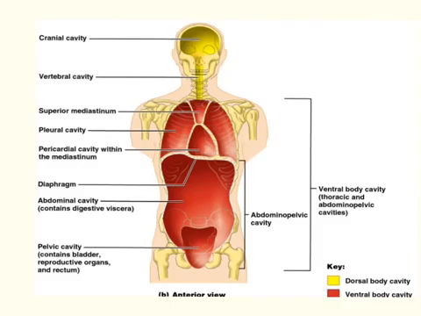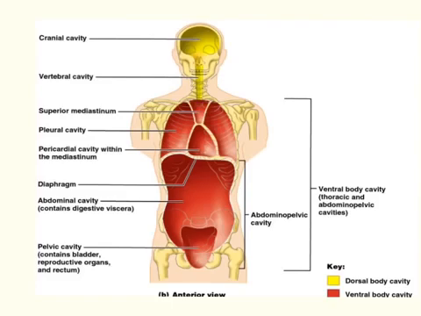The superior division is the thoracic cavity, and that is above the diaphragm. The thoracic cavity is surrounded by the ribs and the muscles. The thoracic cavity can be further subdivided into the pleural cavity, which covers the lungs, and the pericardial cavity, which lies around and encloses the heart.